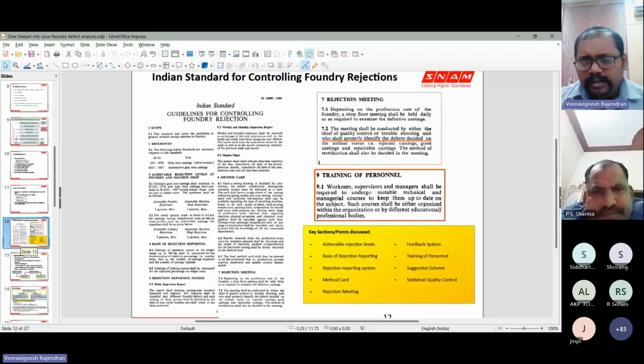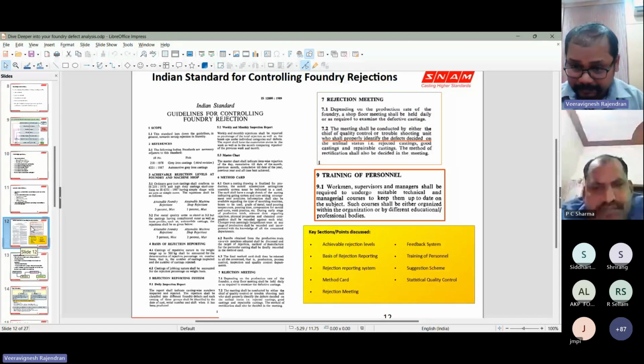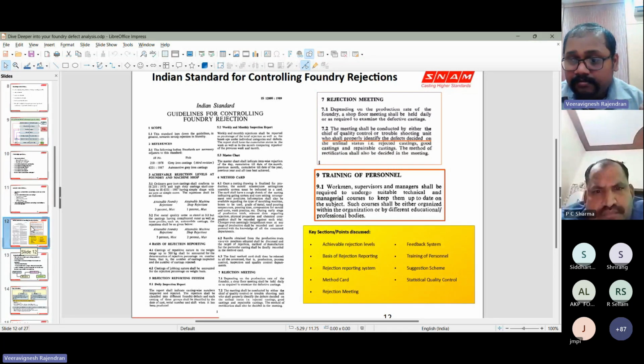So it is giving you some indication of achievable rejection levels, and it talks about on what basis you should be reporting a rejection, the reporting system, and what the method card is, how it should be and what all it should contain. Then it says how a rejection meeting should be conducted and who should conduct it. It also talks about the feedback system after the rejection meeting, training of the personnel, suggestion scheme, and statistical control. Even if after having a rejection meeting and a feedback system the rejection is still not solved, you make a bounty and tell that somebody who solves the problem will get a prize. So you can have a suggestion box even to solve a defect. It need not be just the core team.